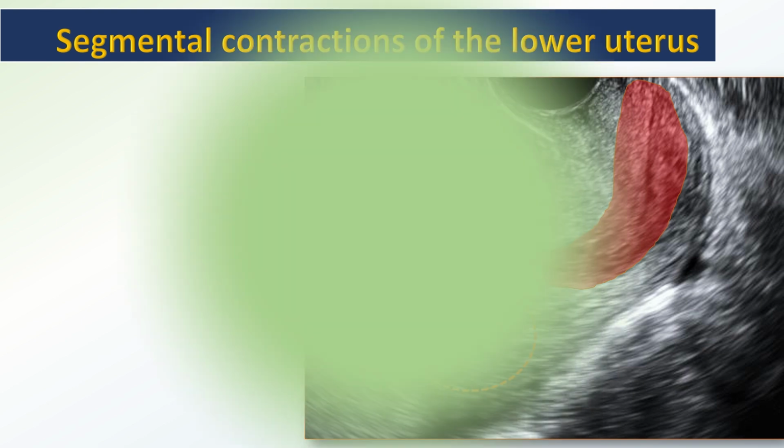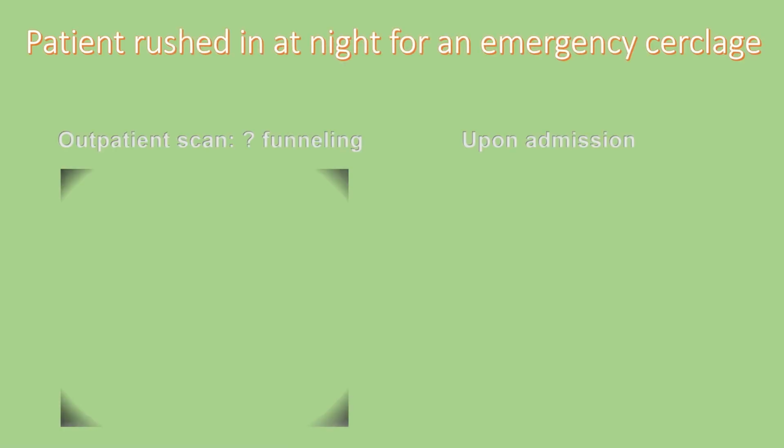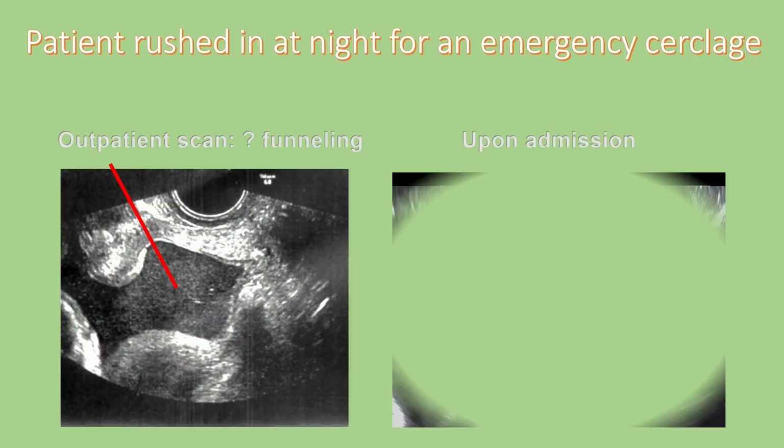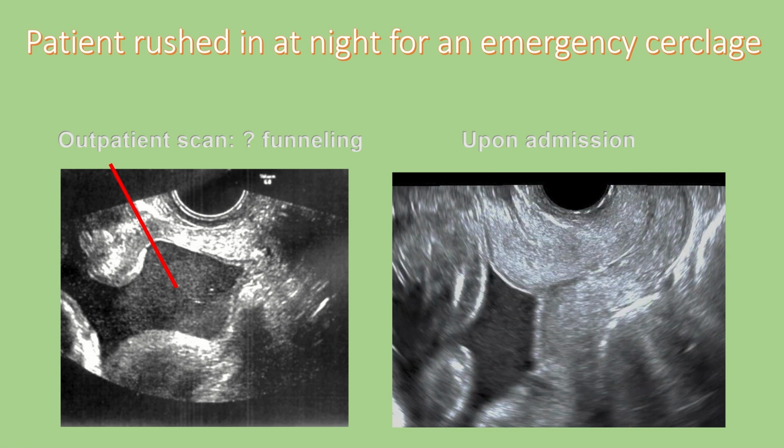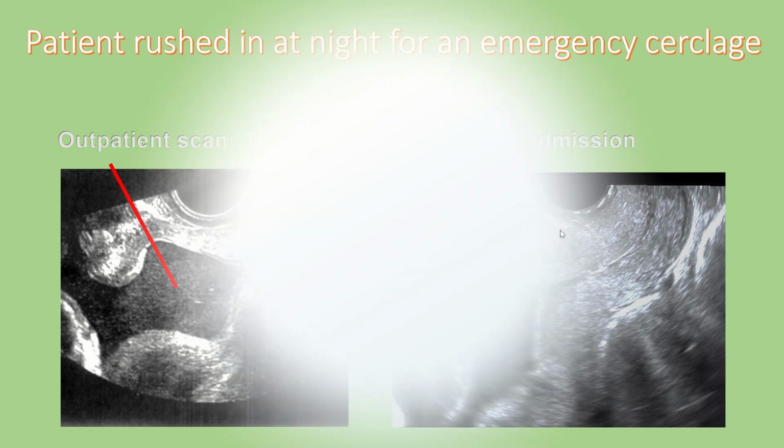Here is a case: a patient rushed in at night for an obstetric emergency cerclage. The first scan shows the outpatient scan, where funneling has been detected, and the second one is shown upon admission. The cervix is soft, so avoid undue pressure.